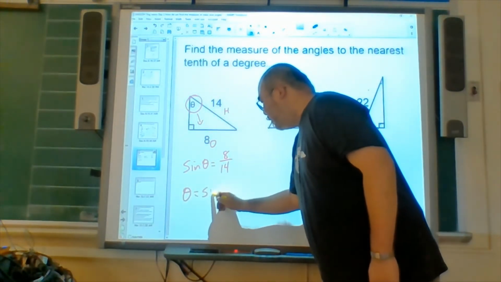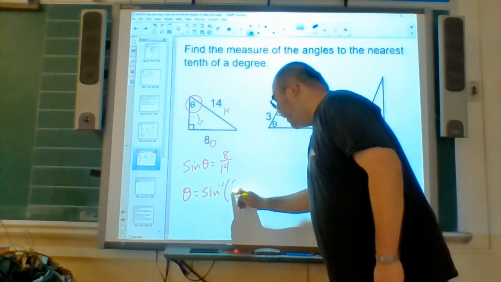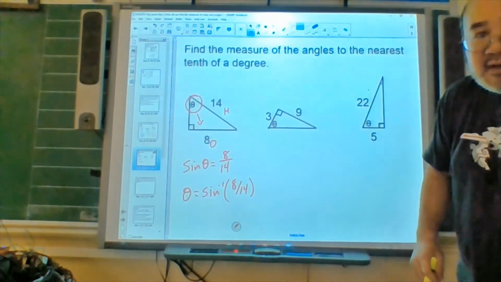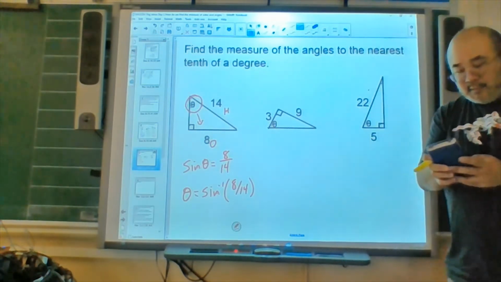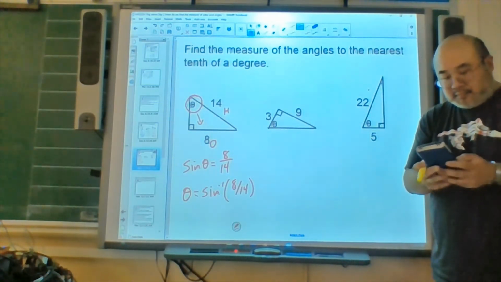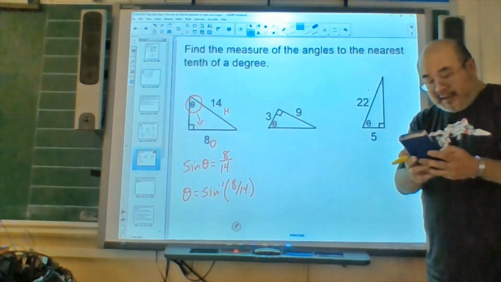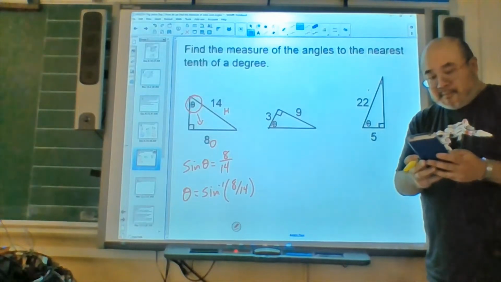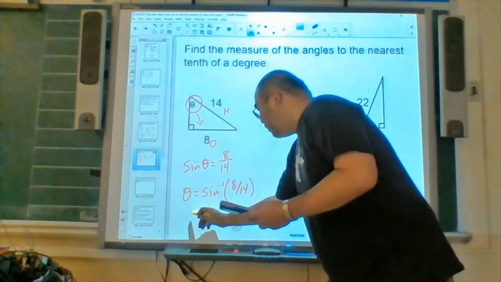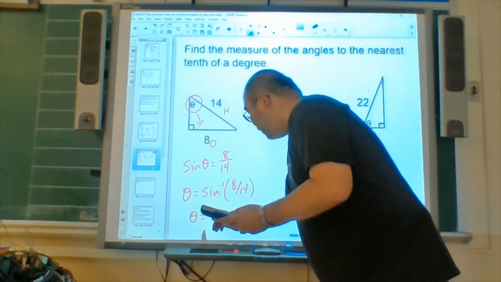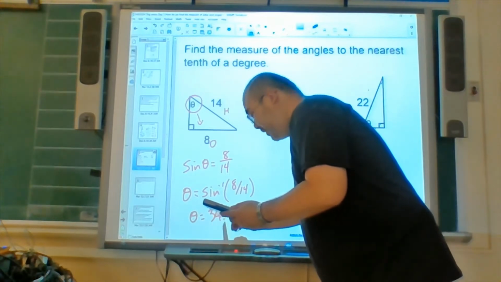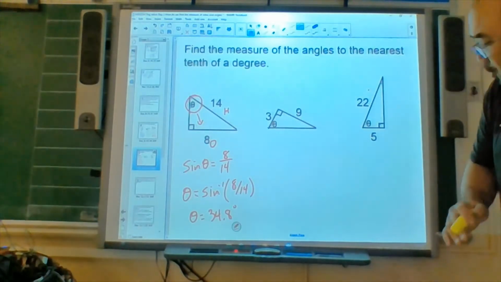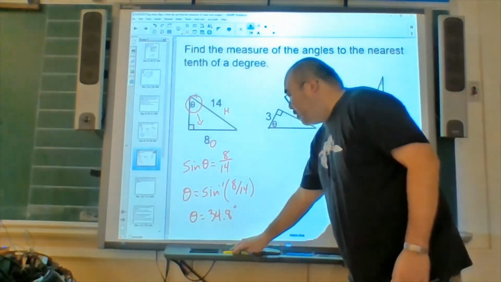Theta is equal to sine -1 of 8 over 14. And you'll type this into the calculator just like this. So second sine, so sine -1, 8 divided by 14, close parenthesis. Enter, and you should get theta is equal to 34.8 degrees.